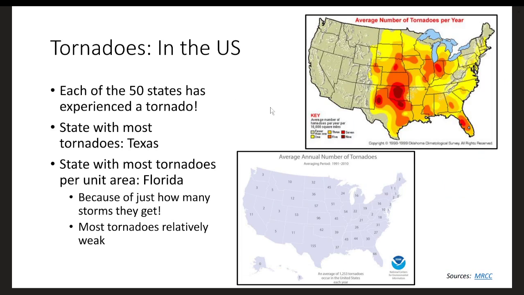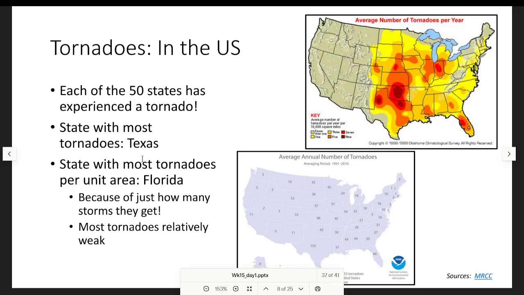So in the United States, each of the 50 states has experienced a tornado. This is from 1998 to 1999, where it says the average number of tornadoes per year is highest in Oklahoma. I wish, but ever since I moved here, it seems like that's not the case anymore. I left Mississippi, and all of the tornadoes are in Mississippi now. Anyway, the state with the most tornadoes is Texas. Texas is huge. Yeah, the state with the most tornadoes per unit area is Florida, just because of how many storms they get.